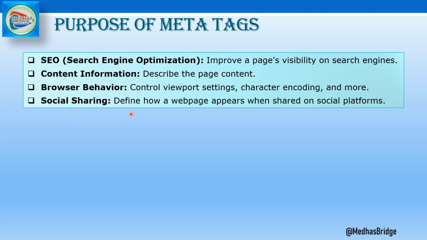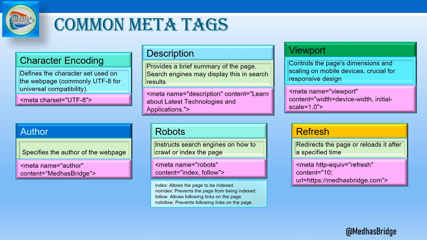Social sharing defines how a web page appears when shared on social platforms. Do you see now there are plenty of advantages of having meta tags? Instead of advantages, you should say the usage of meta tags when we are viewing the page in different browsers and on different devices. Common meta tags which we use in our web page development: character encoding, description, viewport, author, robots, refresh.